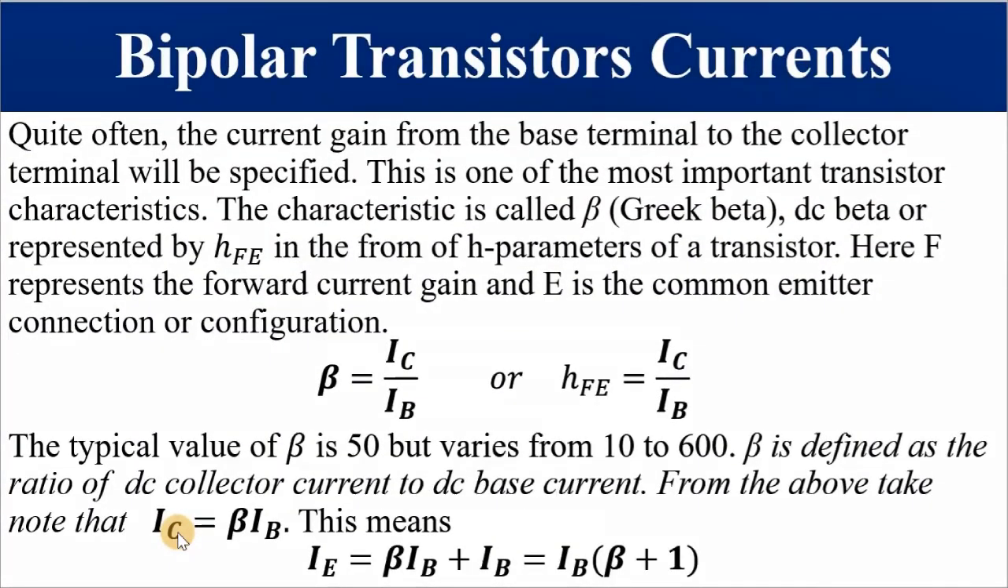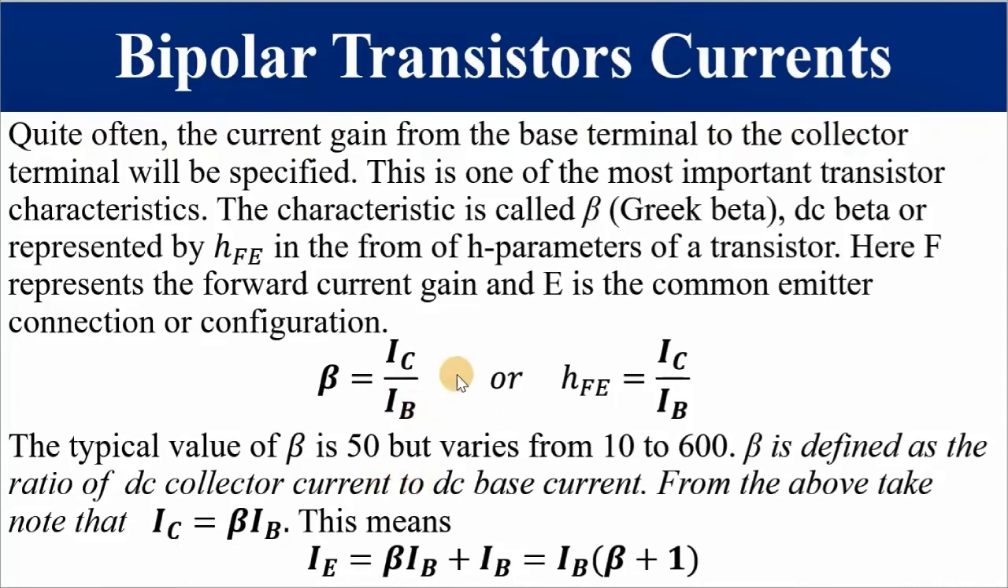By the end of this presentation, if you remember your objectives, we are required to be able to define beta as well as alpha. Beta is also referred to as beta DC, and this is how it is obtained given collector current and base current. It is also referred to in H parameters of a transistor as HFE, but the equation remains the same, and it is defined as the ratio of the DC collector current to the DC base current.